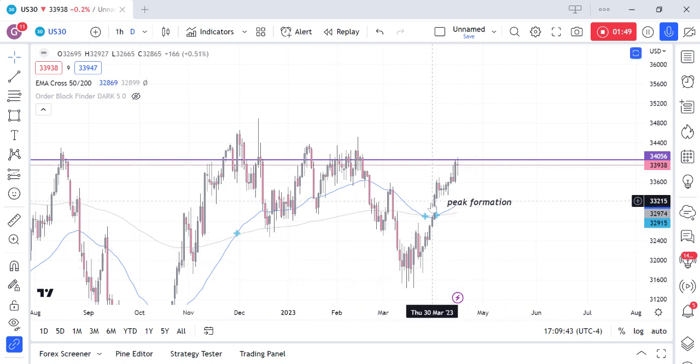Price is in an uptrend. You can tell it's in an uptrend because price is above the 50 EMA. If price is below the 50 EMA, you're in a downtrend. If it's above, then you're in an uptrend. You want to be taking buys. All right, let's go back down to the 1 hour.